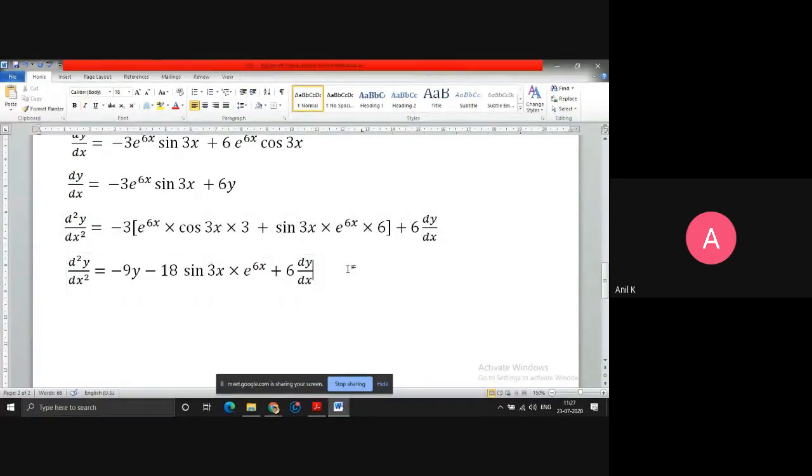Yeah, if you want to do further simplification, it's possible. Let's see what we can do. This d square y by dx square minus 9y, I will keep as it is. Now see here, if I have minus 3 e power 6x into sine 3x, this term, if I find somewhere, I can replace this with dy by dx minus 6y. So this minus 18, I can write it as plus 6 into this term will come. So next step I will replace.